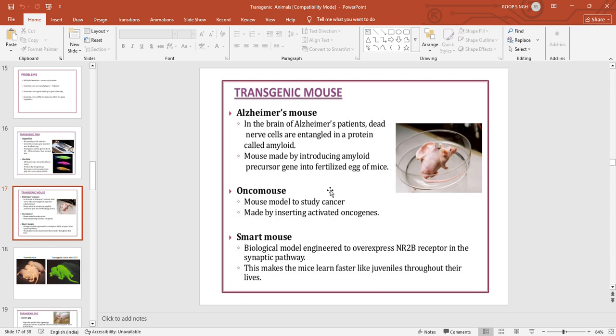Oncomouse, a mouse model to study cancer, is made by inserting activated oncogenes. So oncogenes are introduced into the mouse genome, and now you have the oncomouse, in which various drugs can be tested. Smart mouse is a biological model engineered to overexpress the NR2B receptor in the synaptic pathway. This makes the mice learn faster, like juveniles, throughout their life. So they become very smart and learn very fast, just by overexpressing NR2B receptors.